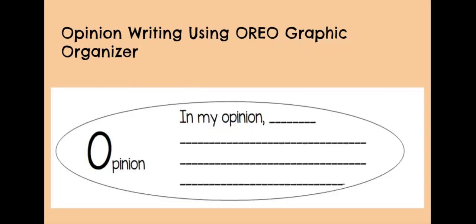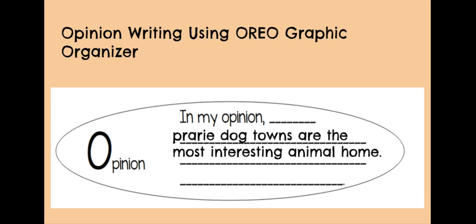Let's take a look at the first section, O. This is where I'm going to write my opinion about the most interesting animal home based on the text, who built this. Today, I'm going to be writing about prairie dog towns. So I'm going to write my opinion in this section of the graphic organizer. Prairie dog towns are the most interesting animal homes.